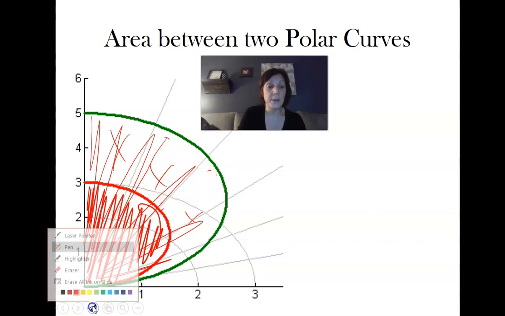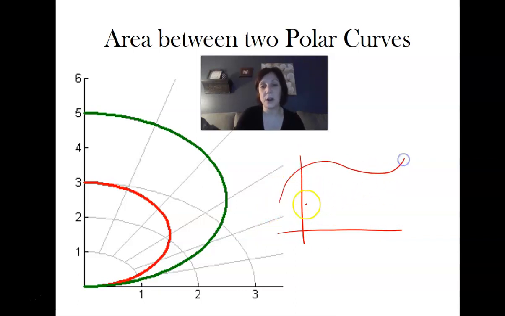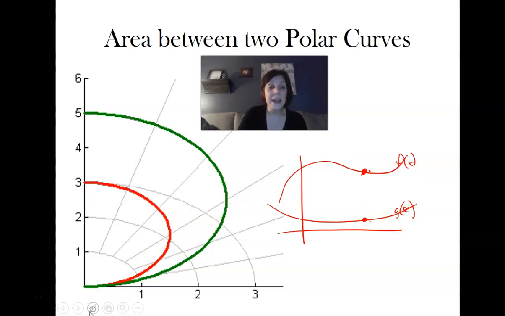Now, when you think about this, I want you to think about the Cartesians and how we did it. If you wanted the area in Cartesians between two curves, it was always upper boundary minus lower boundary. So if this was f of x and this was g of x, it was just f of x minus g of x. It's going to be the same thing here, except remember, it's not an up and down, it's an around. So instead of upper minus lower, it's outer minus inner.